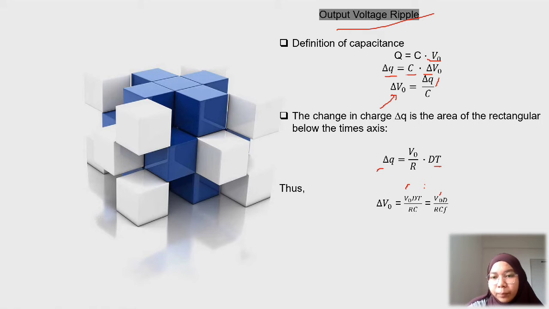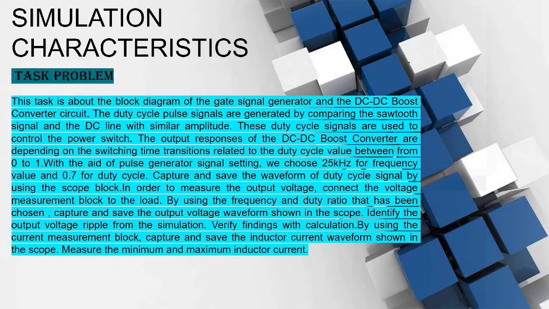Thus, the output voltage ripple is equal to the output voltage multiplied by the duty cycle and the period, divided by resistance multiplied by capacitance. It equals the output voltage multiplied by the duty cycle, divided by resistance multiplied by capacitance and frequency. For the simulation characteristic, we have the task problem. So this is the task problem.